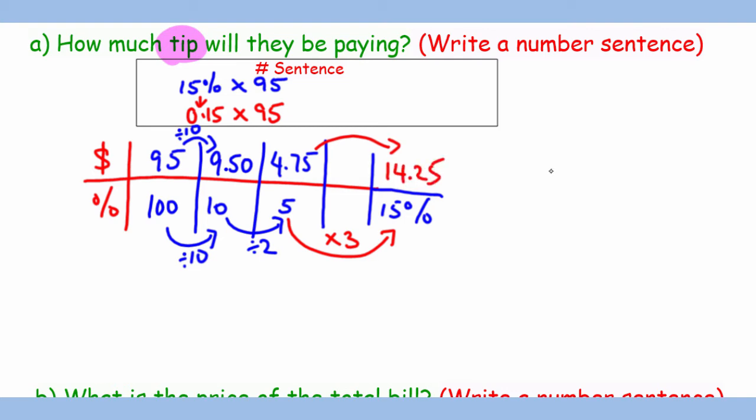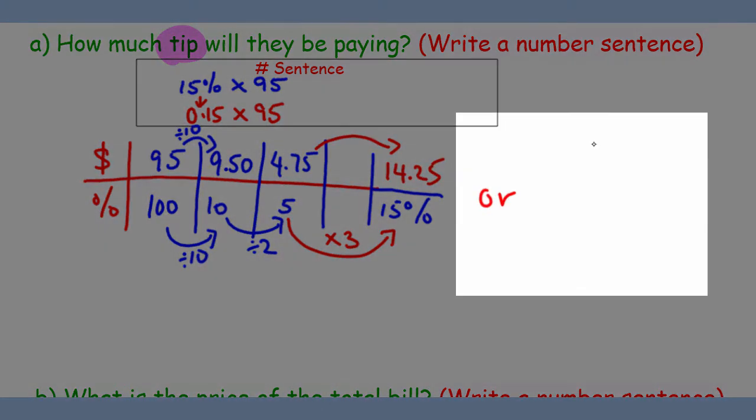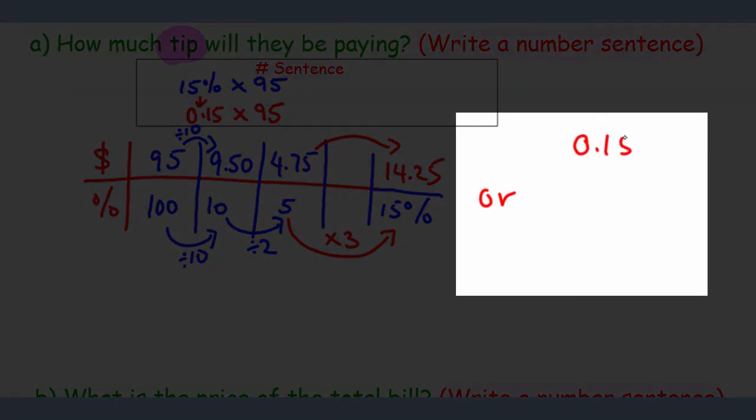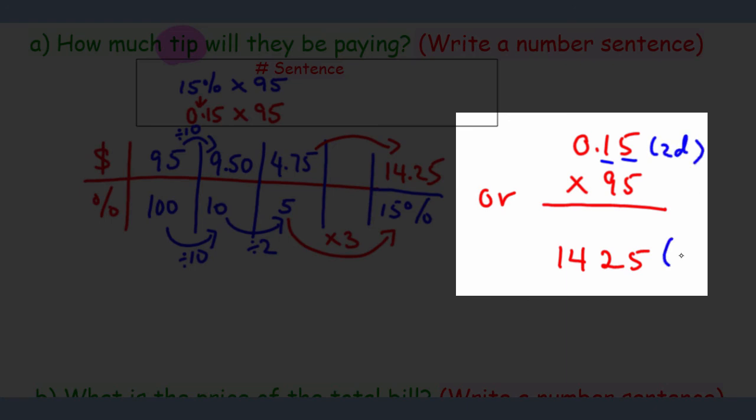If you don't feel like going through the ratio table, you can always do it by stacking, which is 0.15 times 95. If you do all the math, you will get $14.25 because there are 2 decimal places in the numbers right here. You will just need to move it 2 places over and you will get the same answer. So $14.25 is the tip.